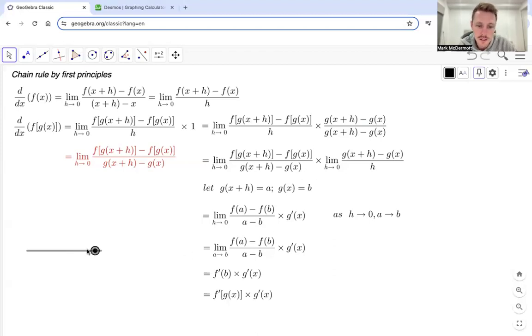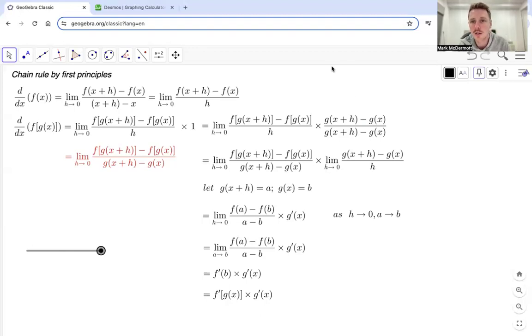So after all that, we get this. We get f dash of g of x multiplied by g dash of x, which is, thankfully, the chain rule. That is what the chain rule says. If you want to find the derivative of a composition of functions, take the derivative of the outer function, leaving the inner function the same, and then multiply by the derivative of the inner function. Hopefully that made some sense.